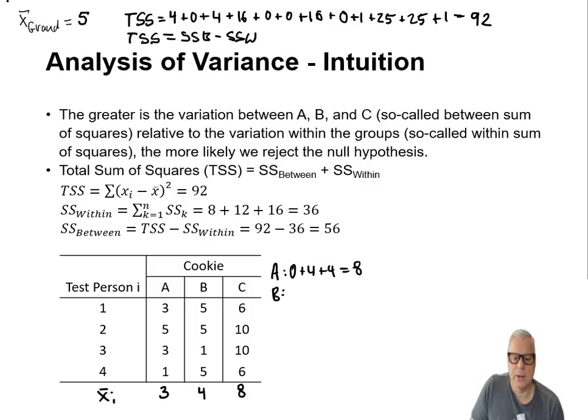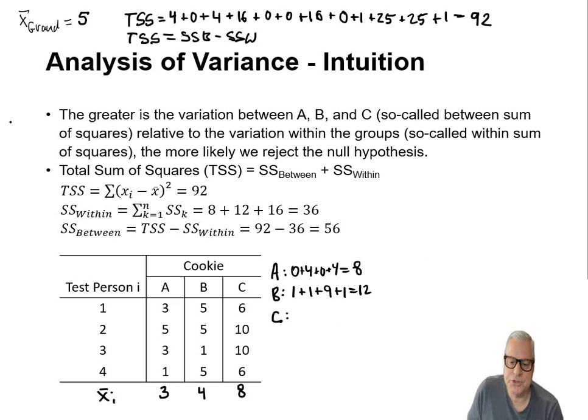What about B? Okay, 5 is 1 away, 3 away, so that's 1, 2, and 9, that's 11. Let's just write it down. Here I just forgot one number, to be accurate. So here we have 0 plus 4 plus 0 plus 4. Here we have 1 plus 1 plus 9 plus 1. So the sum of squares within group B is 11, 12.